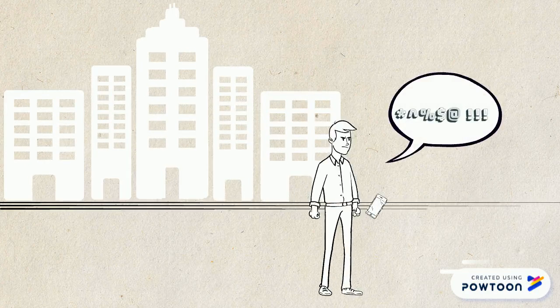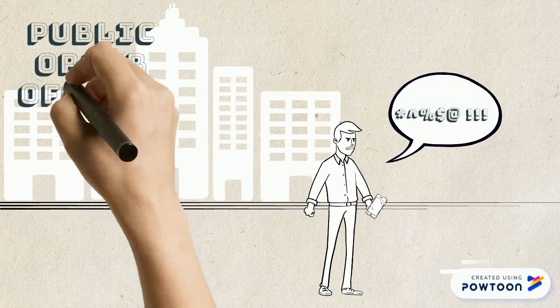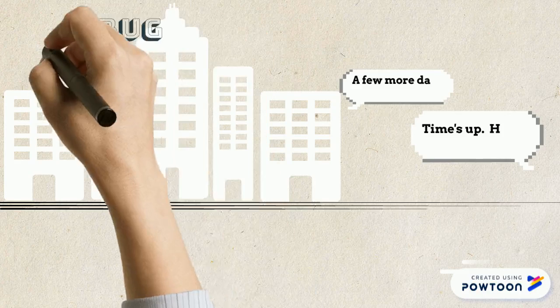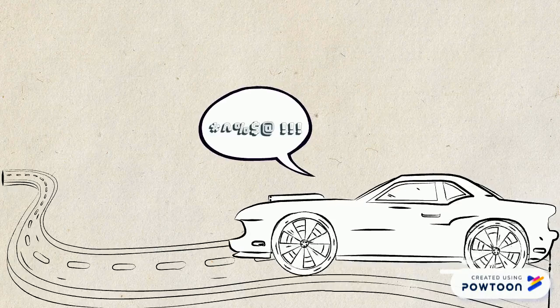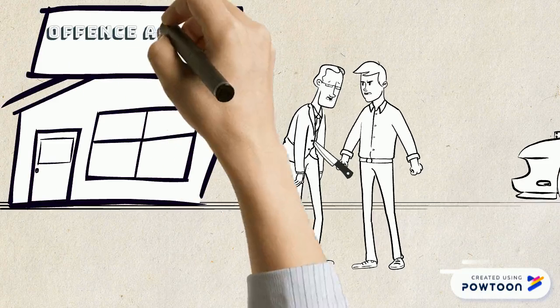Okay, here we go. Jimmy is swearing out loud in public, a public order offence, as he is angry that his friend has been dealing drugs that he has been importing, a drug offence, and has not yet given him the money for it. He drives to his friend's house and upon being told that his friend does not have the money, stabs him, committing an offence against the person.